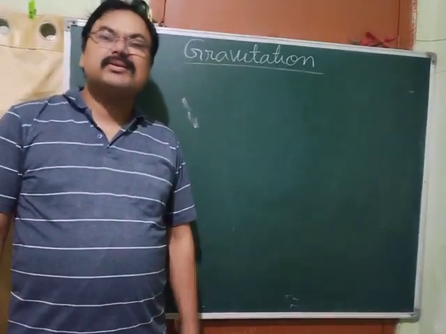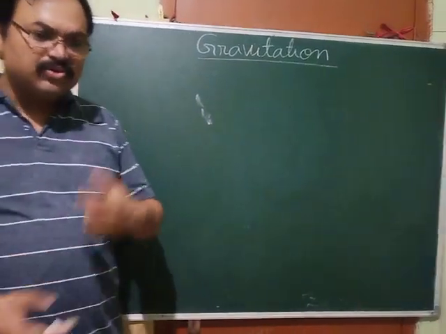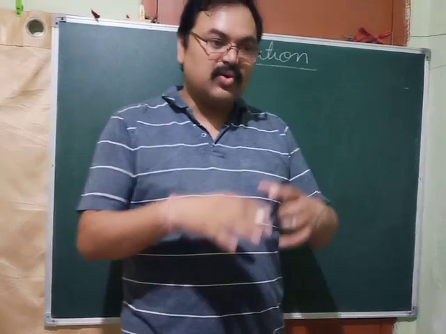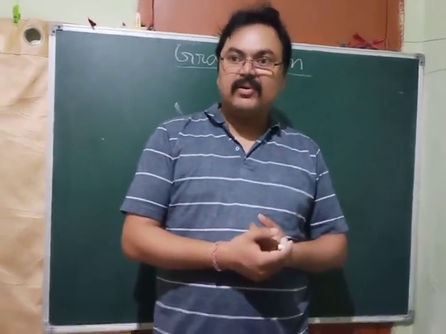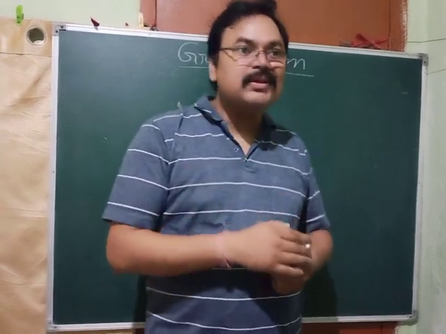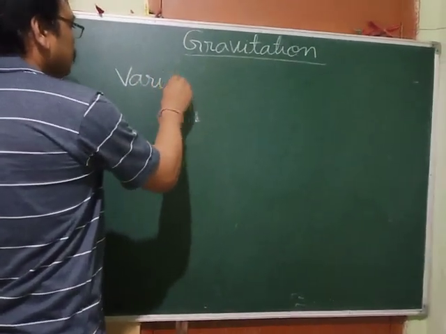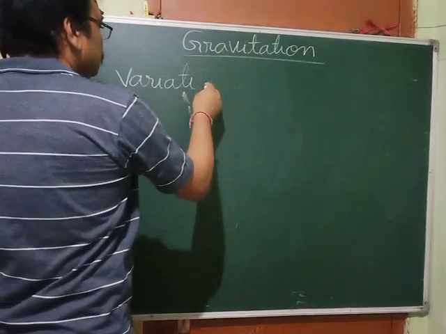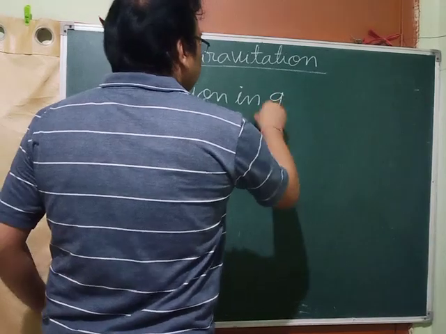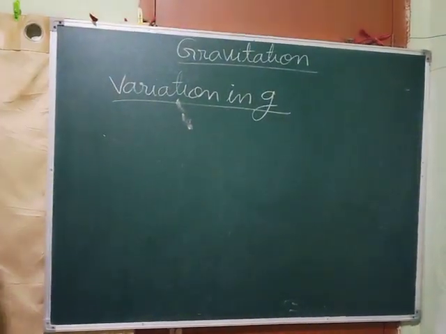See, already we have discussed the value of acceleration due to gravity. But now the question arises: is the acceleration due to gravity the same throughout the surface of the earth everywhere, or is there some variation in that? So our next topic is variation in g.